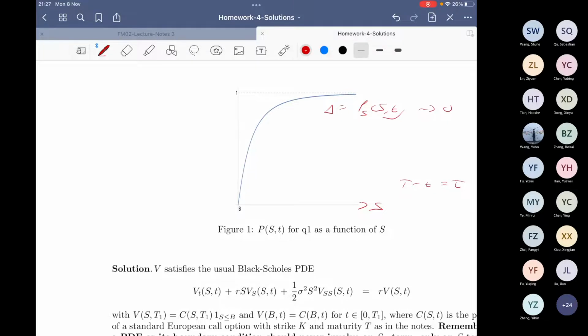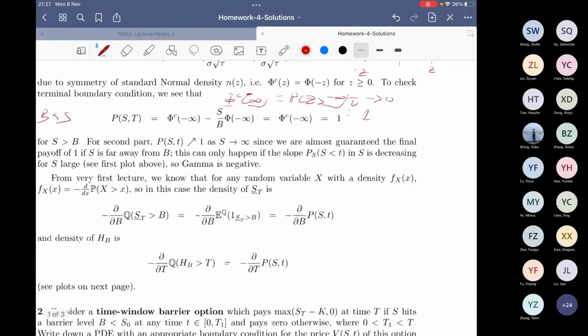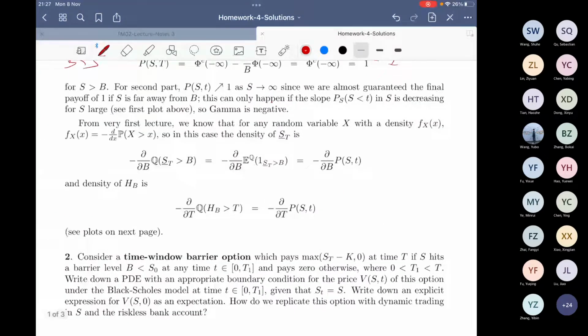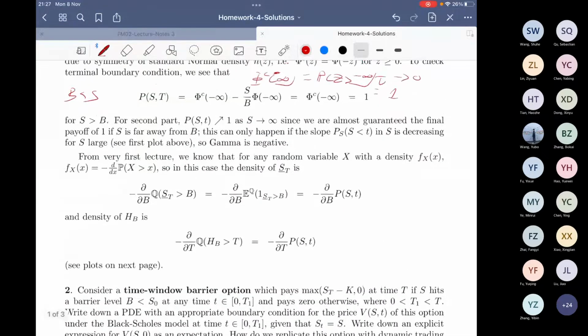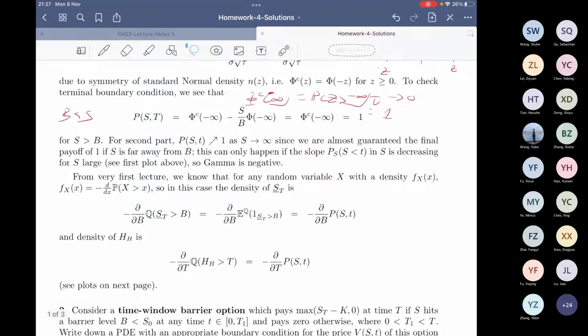Actually, it's not. Okay, how did I explain this here? So this can only happen for the second part: P(S,T) tends to 1 as S tends to infinity, since we are almost guaranteed the final payoff of 1 if S is far away from B. That's fine. We've already essentially said that. This can only happen if the slope is decreasing in S.